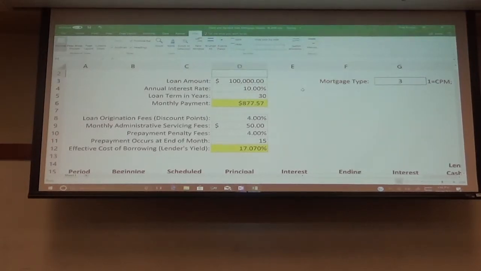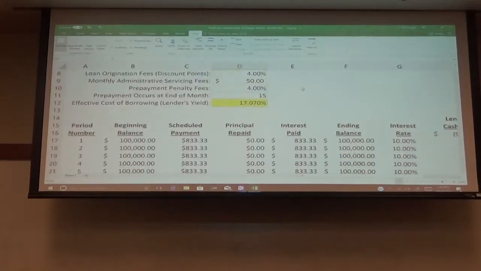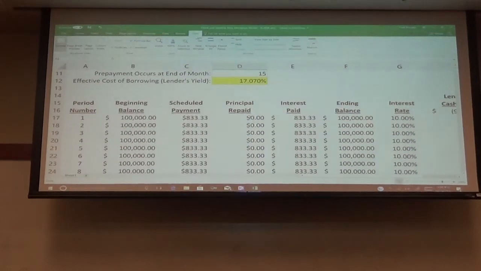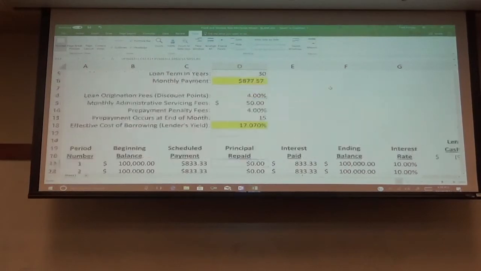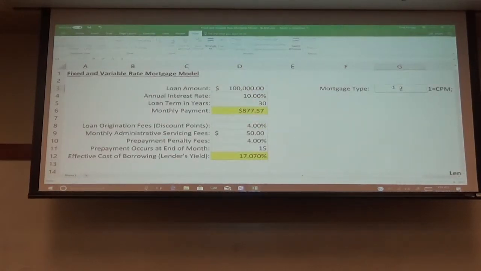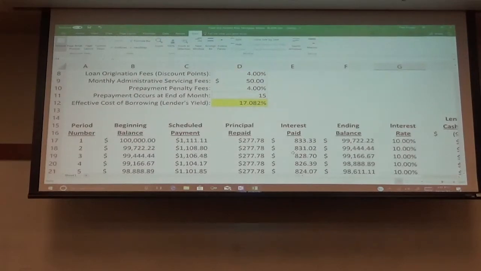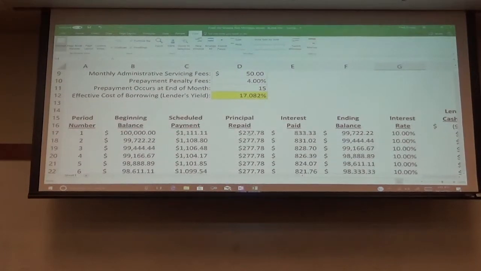No, mine is different. The principal repaid formula, the effective cost of borrowing formula. When I do two, it messes up for some reason. Does yours work? That's the same question I was going to ask. Okay, let me type it in too. I just typed in two for mortgage type, and I have the Microsoft Excel error, circular reference. Okay, got it. Thank you.